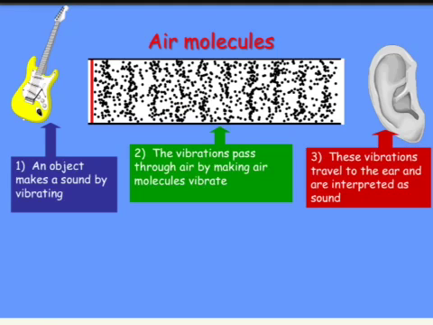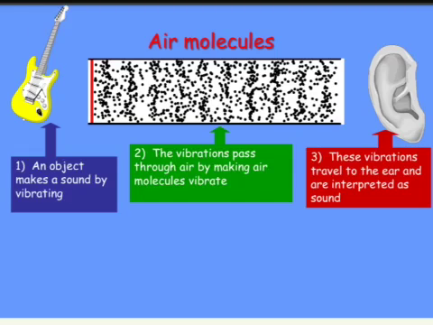So if you look at this diagram, you have three steps to sound waves passing through the air. Remember, you have air molecules. An object, in this case an electric guitar, makes a sound by vibrating. So you pluck the strings of the guitar and the strings vibrate. The vibration of the strings is going to set the air molecules vibrating because they touch each other.